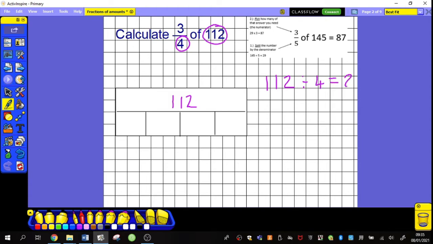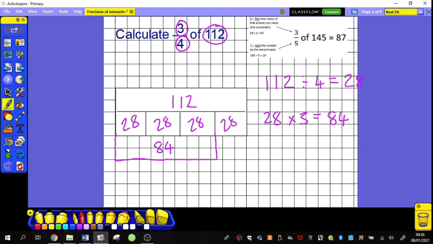So 112 divided by 4 is 28. So I've already split my bar model into quarters, and each one of those quarters is now going to be 28. Part 2 is I'm going to pick how many of that answer is needed. So I need 3/4. So I need 3 of my bar model. So I need that much there. So in order to do that, I'm going to take one of those quarters, 28, and I'm going to multiply it by 3. That gives me 84. So this part is going to be 84. So 3/4 of 112 will be 84.